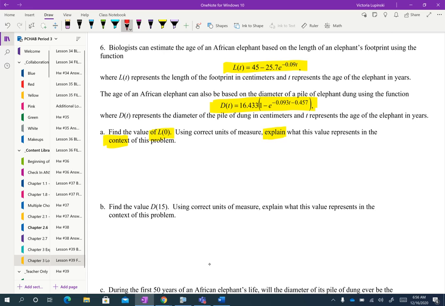Make sure you're using the correct function, the L function. So L of 0 is equal to, and then show that you understand how to do that. So 45 minus 25.7 e to the negative 0.09 times 0. Again, you would have to show the AP grader that you understand what it means to plug in 0. Then as far as what other work you showed them, it wouldn't really matter.